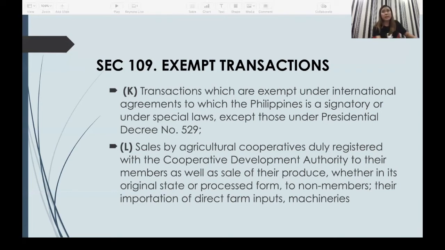At binenta niya pa sa non-member. But still, subject to VAT pa rin siya if yung product is not owned at binenta sa member. Same pa rin, subject for VAT.